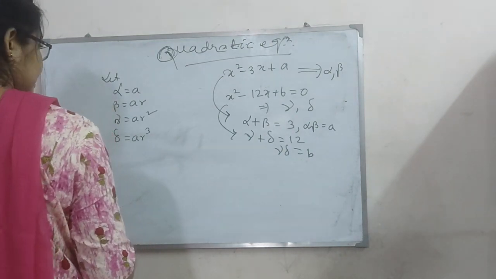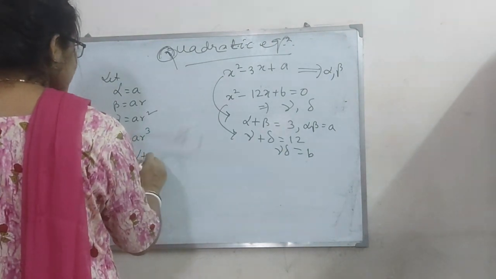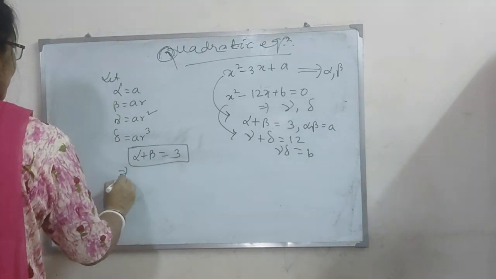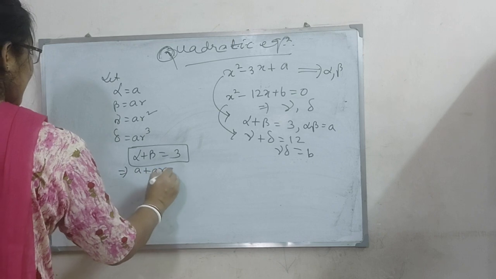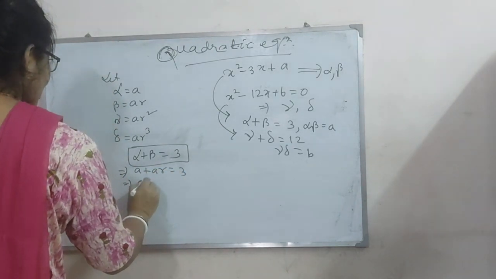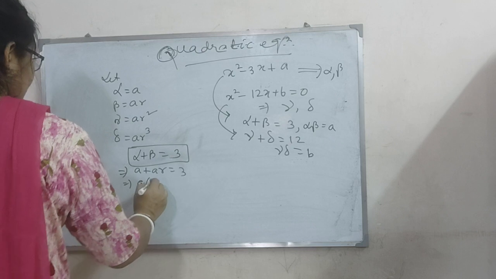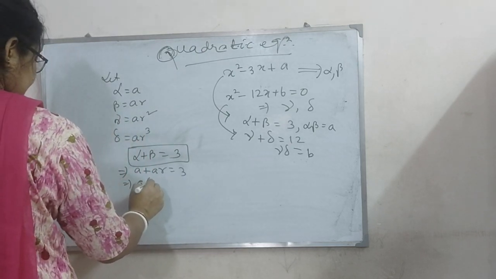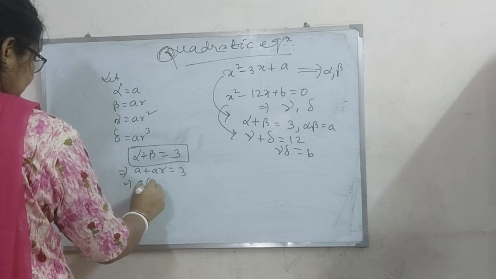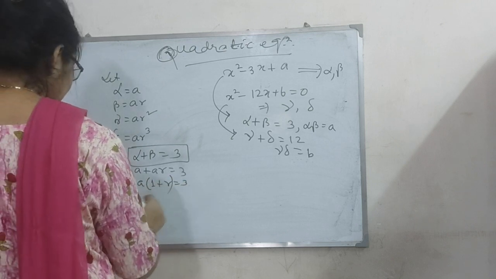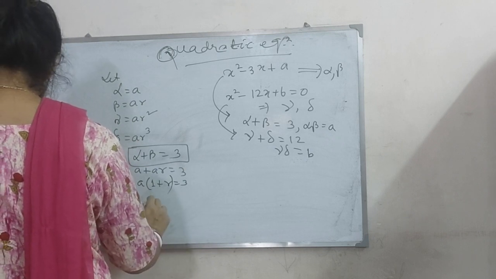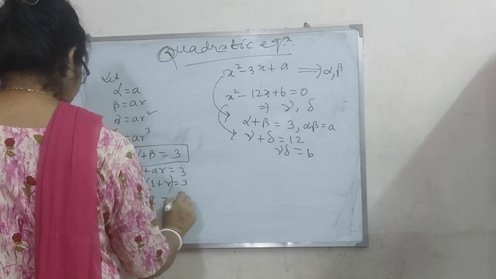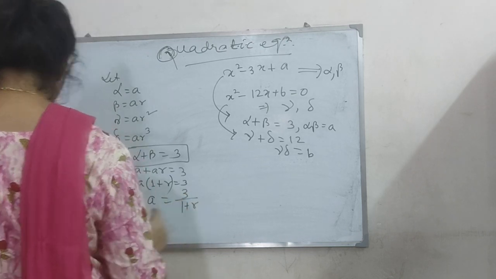That means alpha plus beta equal to 3. Alpha is a and beta is a r, so a plus a r equal to 3. Taking a common, I get a times 1 plus r equal to 3. So a equal to 3 by 1 plus r.